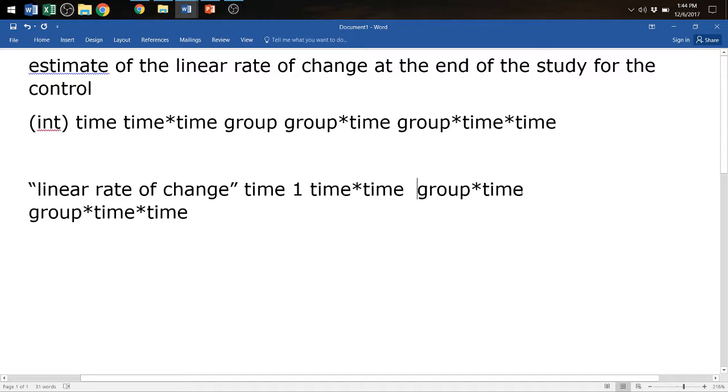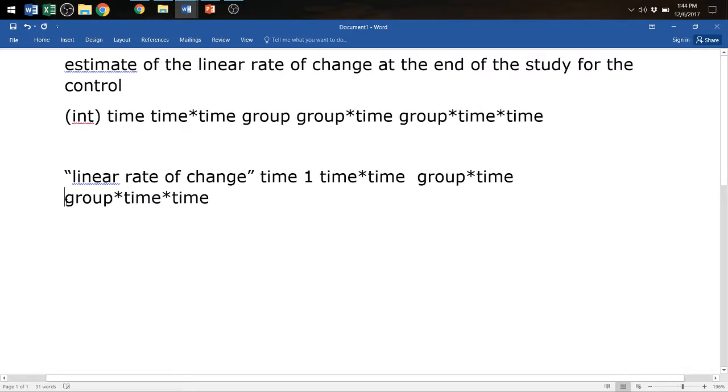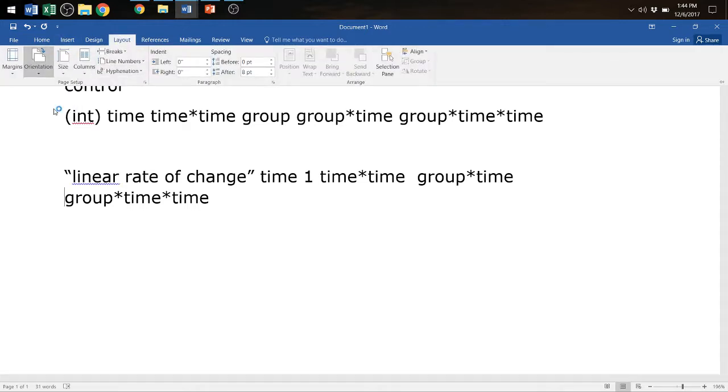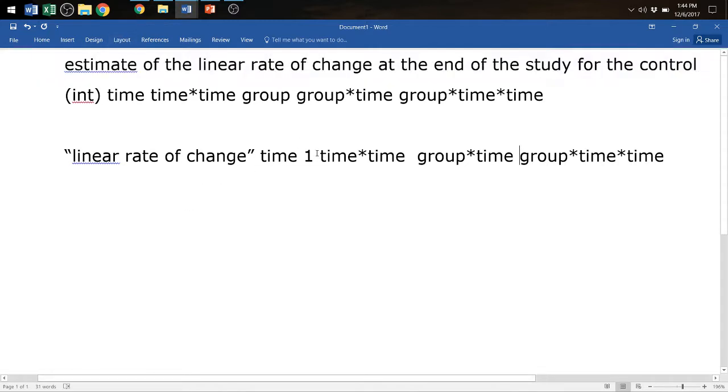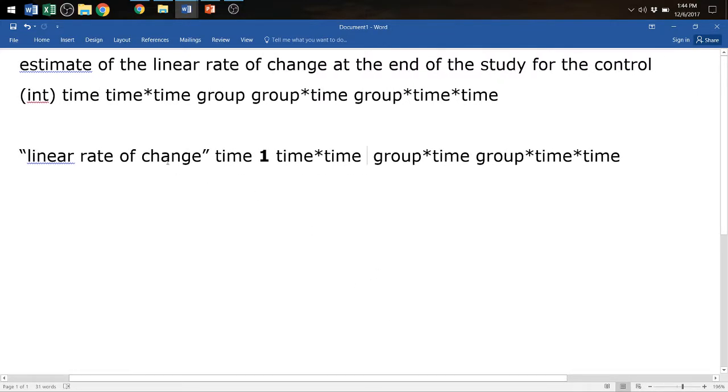Okay. Trying to make it smaller so that it fits, but hang on here. Let me change the layout. There. That's better. I'll bold the numbers so that we can see them. All right. So let's do the first part here. We said this is the linear rate of change. Let's do it for the control group. Okay? So that is when group equals what? 0. So any term here that has group in it has to be 0. Hang on, let me put it over here.